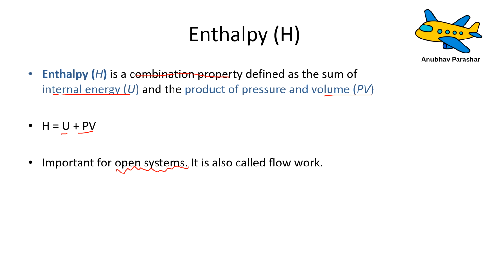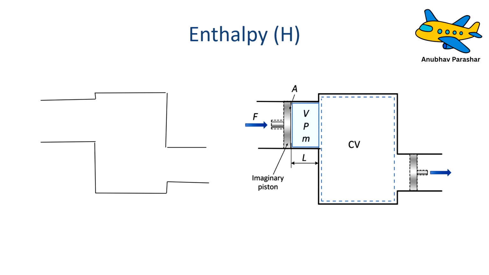Now let us try to understand enthalpy in detail. Now suppose I have an open system. This is an open system. Now what do I mean by an open system? Open system means that mass can flow into the system, right? And mass can come out of the system. Mass can go in and mass can go out of the system. So this is an open system.